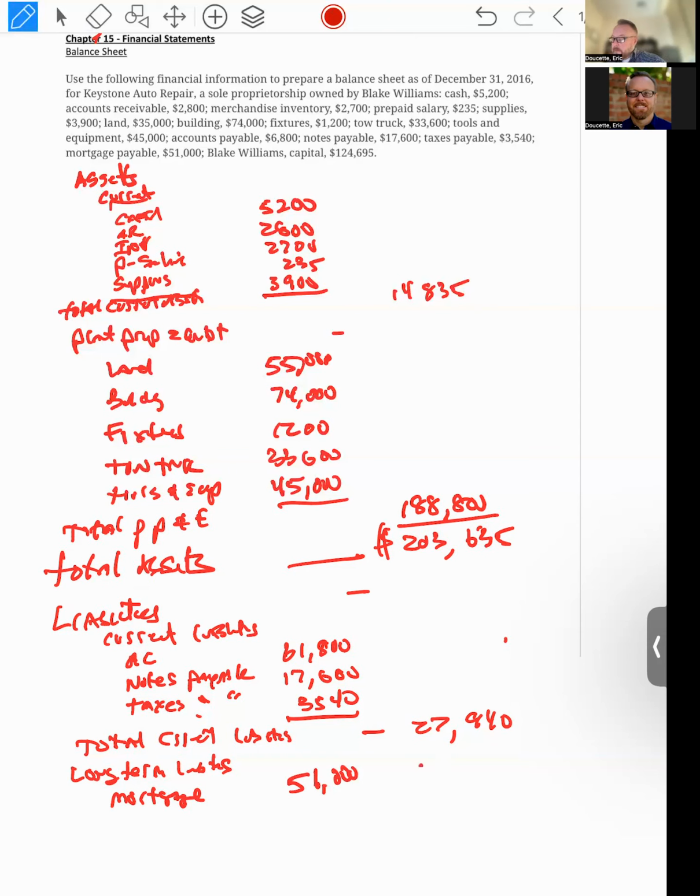51,000. So if I add those both up, it comes out to 78,940. That is my total liabilities. Equals 78,000. And then I have my owner's equity as the last section. And then I have capital, Blake Williams capital is the last thing.